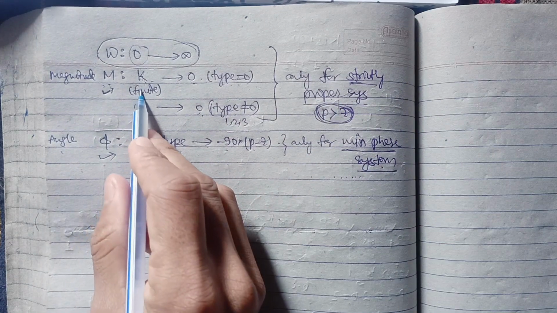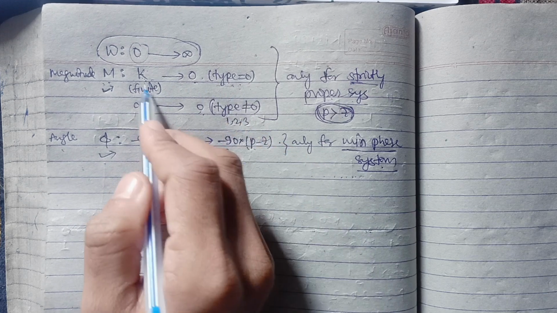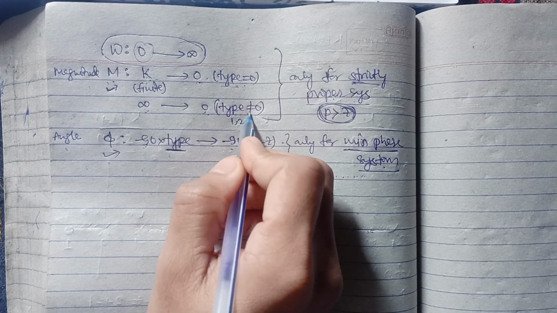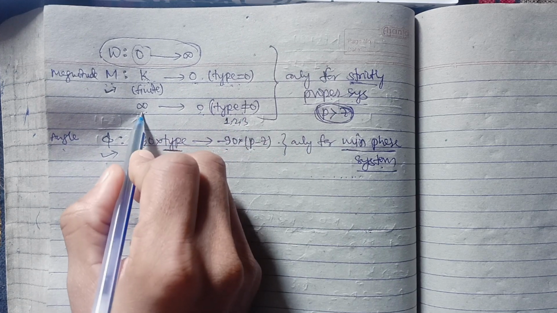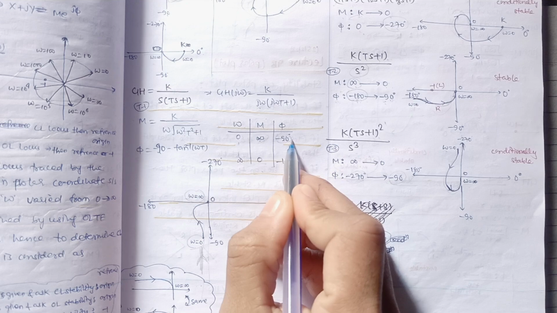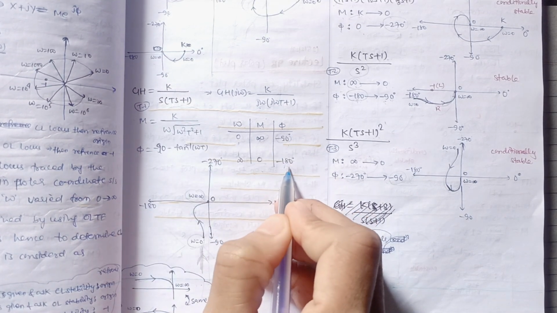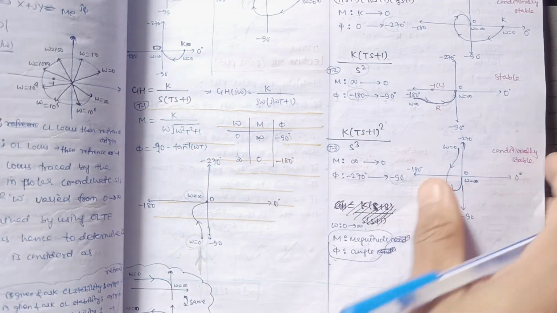We have already seen this thing. If it is a type 0 system, then the magnitude will go from constant k to 0. When it is not a type 0 system, it means some type is there in the system, then the magnitude will go from infinity to 0, and the angle is minus 90 into type, so minus 90 into 1, to minus 90 into (p minus z). P minus z means number of poles minus number of zeros. So directly we are finding it here.